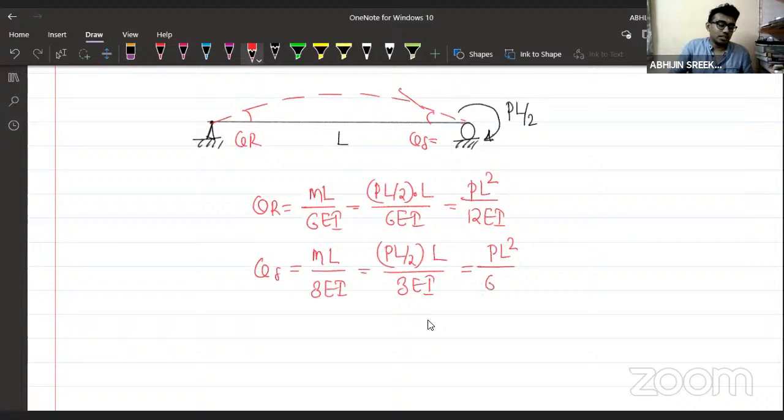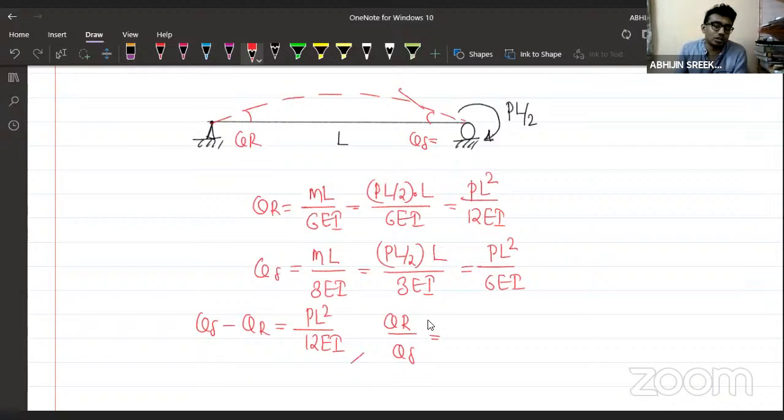PL square divided by 6 EI. Can you tell me the difference between theta S and theta R? I'm telling you the possible questions. What is the value of theta S minus theta R? It will also become PL square divided by 12 EI. Sometimes they will ask you the ratio of theta R to theta S. That is also possible. These kinds of questions are possible. You can calculate it.